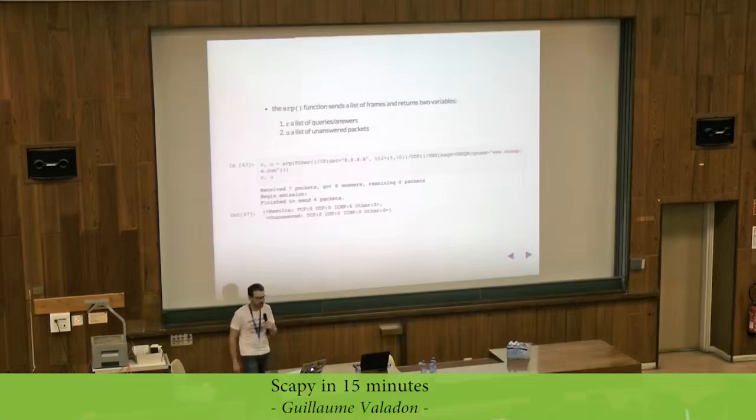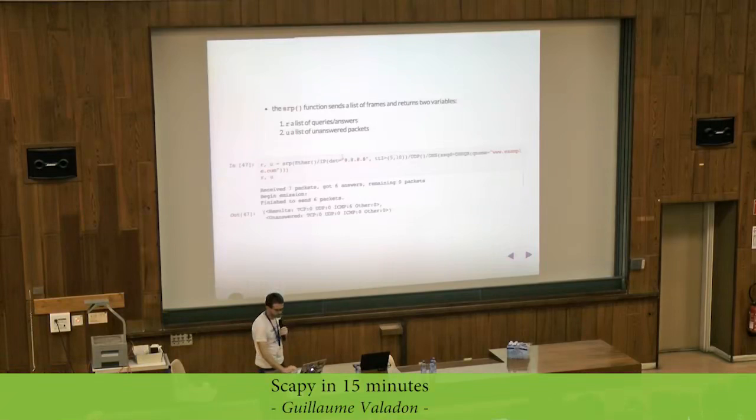Next, SRP. So the send functions have the P characters. It means that they are able to send frames, so at layer 2, so that's Ethernet level. So SRP sends a list of frames and returns two variables. The first one, in my example, is called R. That's a list of queries and answers. And U, that's unanswered. It means that I sent packets and I didn't get any answers.